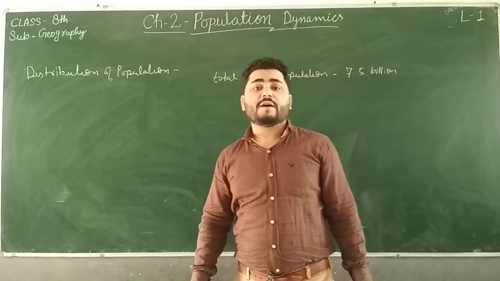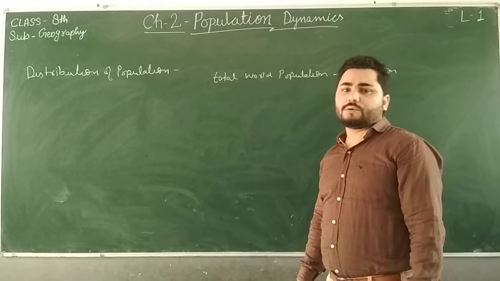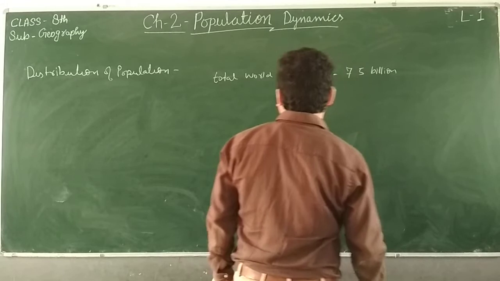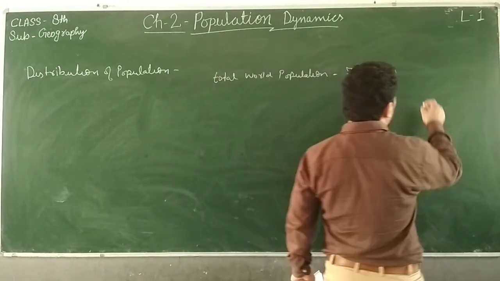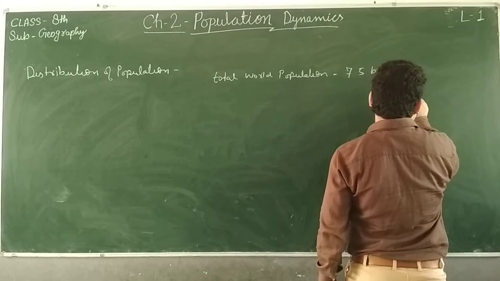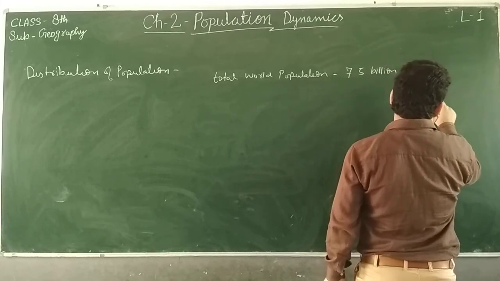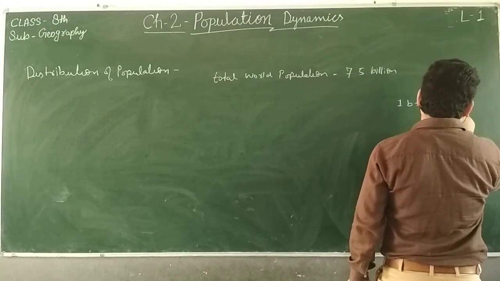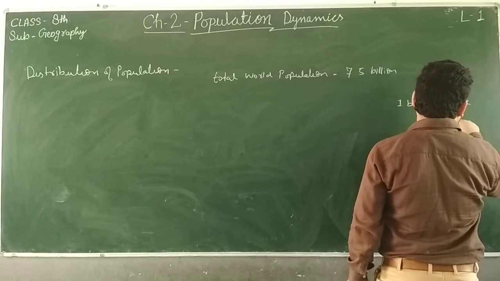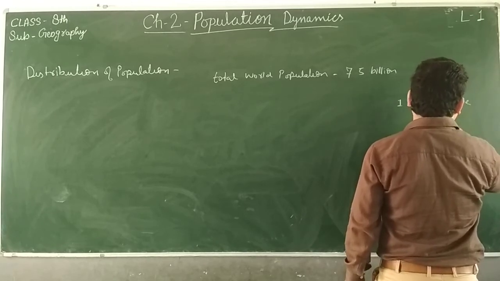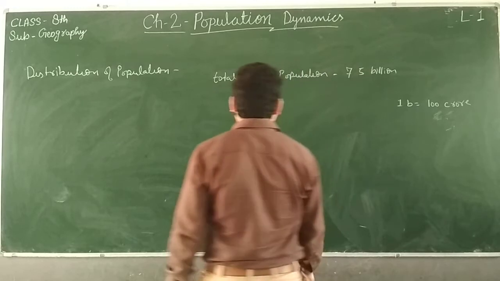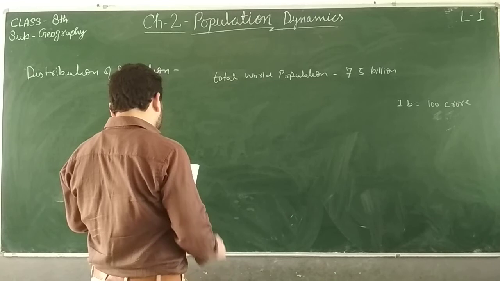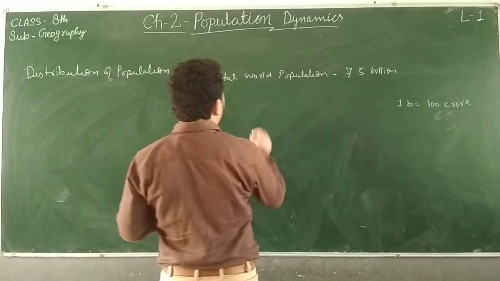7.5 billion means 7.5 arab. So in 1 billion, how many crores are there? 1 billion is equal to 100 crore or 1 arab. Leave arab, just remember 100 crore, okay? 100 crore or 1 arab, clear? So the total population of the world is 7.5 billion, and what is the population of India?